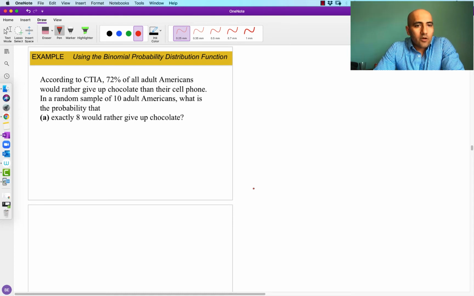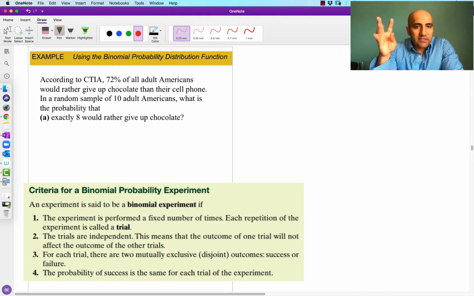Okay, so for example, according to the CTIA, 72% of adult Americans would rather give up chocolate than their cell phone. In a random sample of 10 adult Americans, what is the probability that exactly 8 would rather give up chocolate? Okay, so is this a binomial? First of all, you have to think about that. Does it satisfy all 4 conditions? Is there a fixed probability? Yes, 72%. Is there a fixed number of trials? Yes, there are 10 trials. In this case, n equals 10.